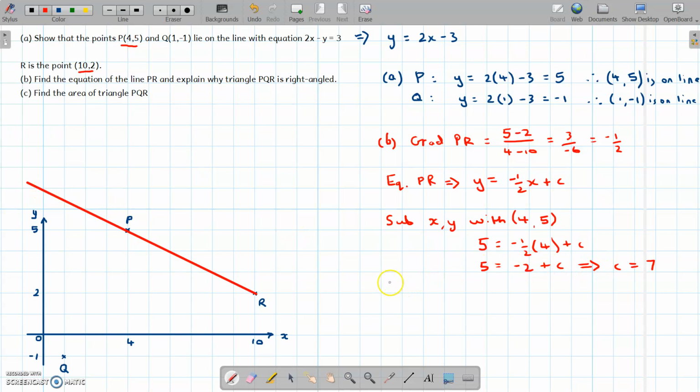So the equation of PR is y equals minus a half x plus 7.